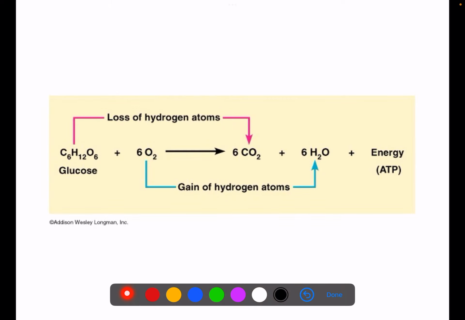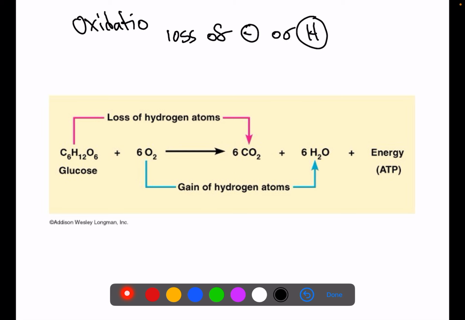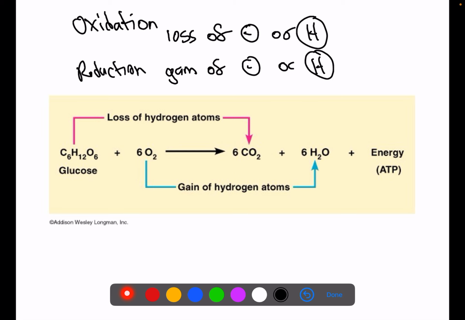All right, let's remind ourselves about oxidation and reduction. Remember that oxidation is the loss of electrons or hydrogens. You might want to skip ahead if you already know this. And then reduction is the gain of electrons or hydrogen ions, right? I'm just circling the hydrogen to make it stand out.